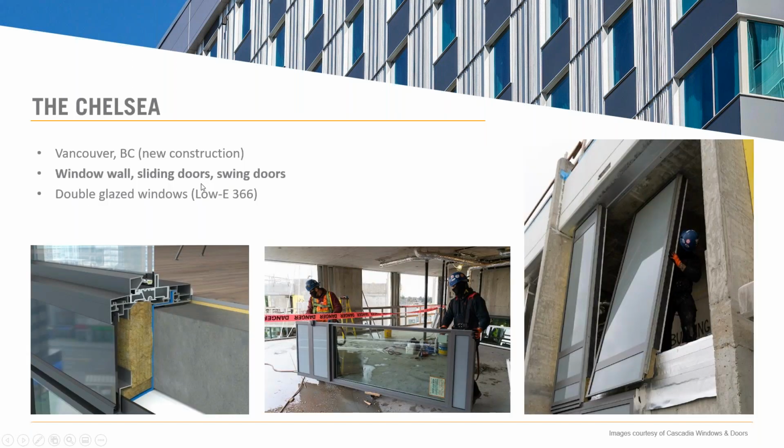The Chelsea, this is a Vancouver project, the first installation of fiberglass window wall. And as you can see here, the unitized window wall system going in. And this, again, the double glazed fiberglass system enabled the project to avoid some other costly energy improvements to mechanical systems and things that they were considering in their design.